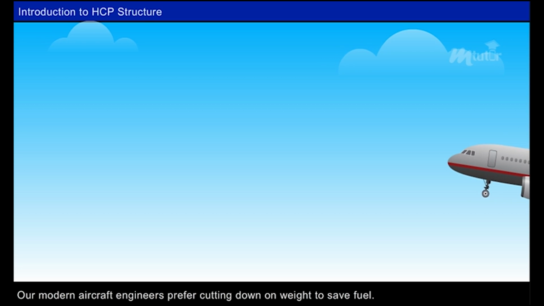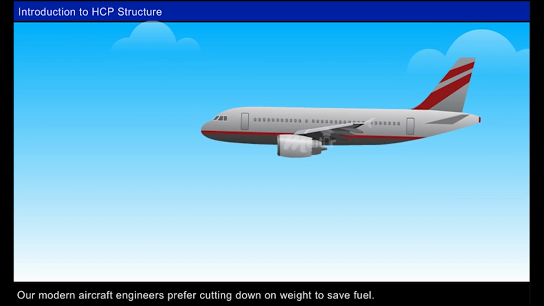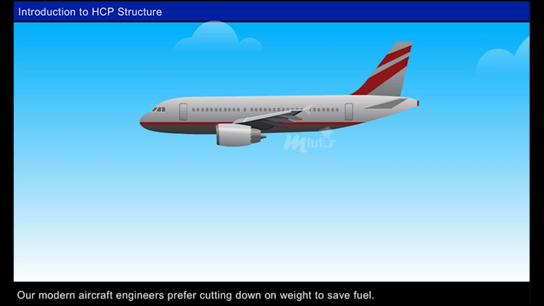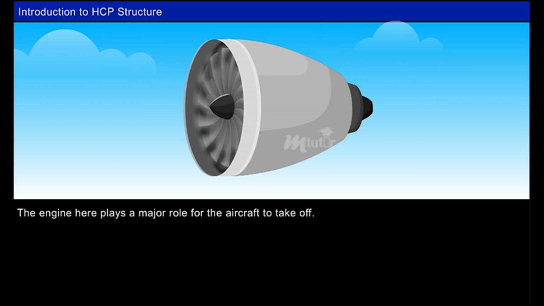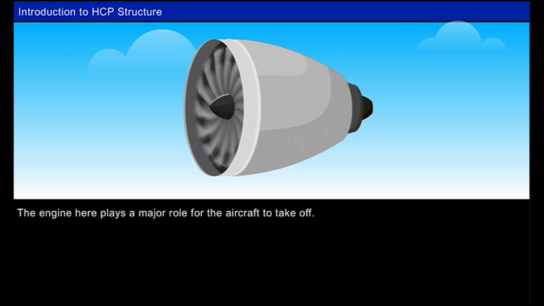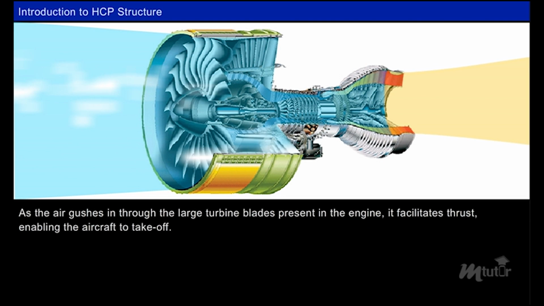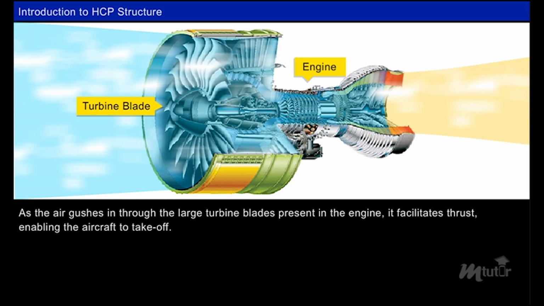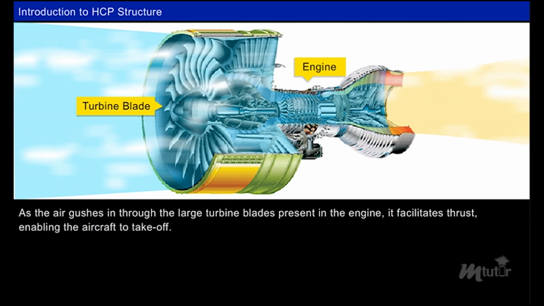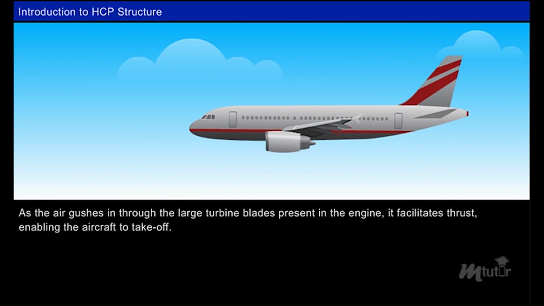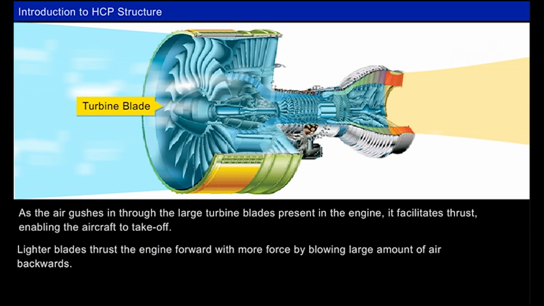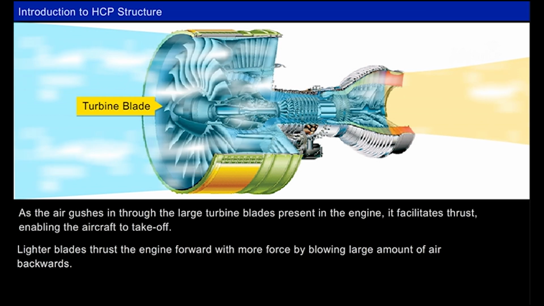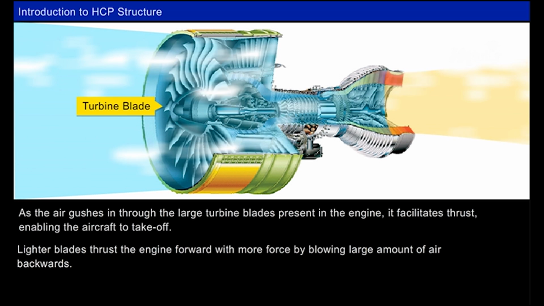Our modern aircraft engineers have always devised several ways to save fuel, and cutting down weight is one of the key approaches used. The engine here plays a major role for the aircraft to take off. As the air gushes into the large turbine blades of the engine with a very great velocity, it facilitates thrust and the plane can move forward, thus taking off. So, a lighter blade facilitates the engine to blow more air backward with very high velocity and thus save fuel.